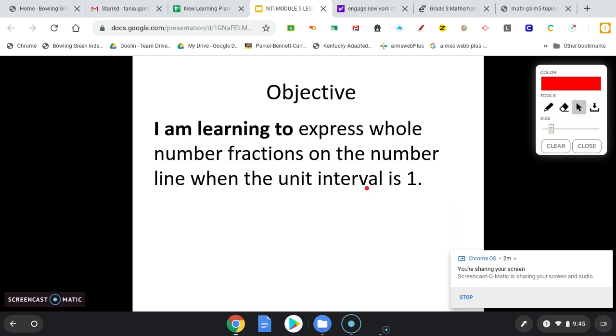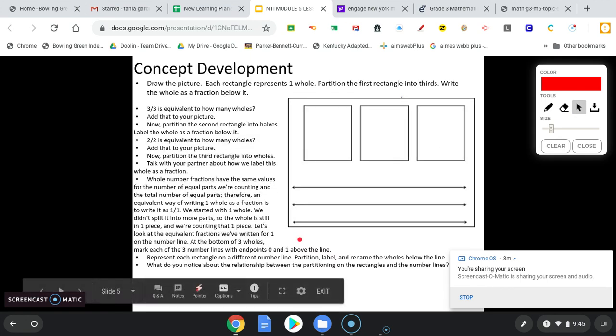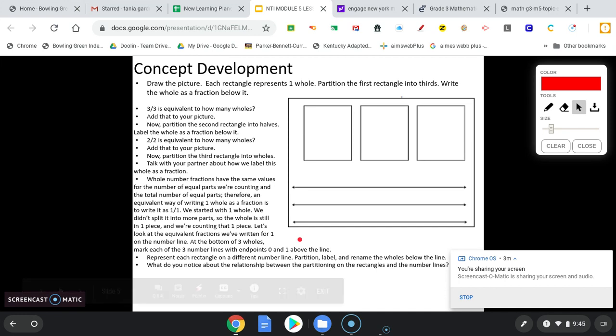Let's keep working. So we are learning to express whole number fractions on the number line when the unit interval is 1. So I want you to draw what I have right here. Draw these 3 rectangles and draw 3 number lines. You may need to pause the video while you do that. Okay, so each rectangle represents one whole.